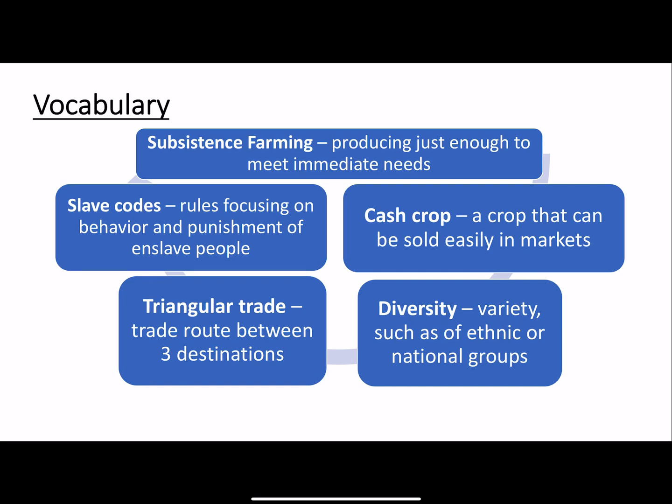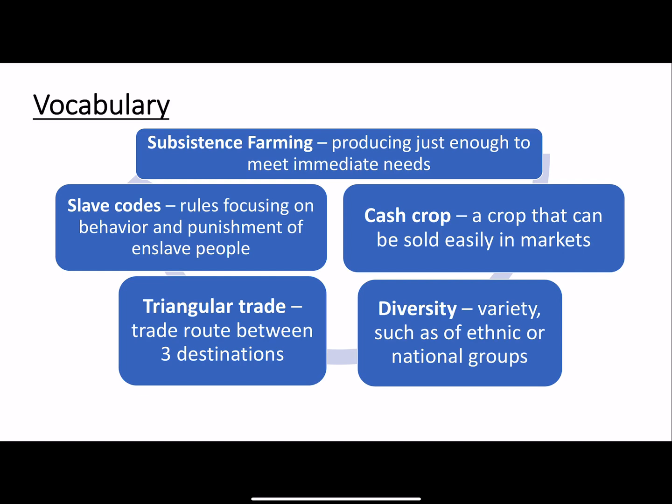So we have the vocabulary here. We have subsistence farming, which is producing just enough to meet immediate needs. Subsistence farming happened in the New England colonies, where the farming wasn't super important. They might have had their own crops in their backyard, but they didn't grow enough to actually sell to other people in trade. Then we have the slave codes. We just talked about that. That's rules focusing on behavior and punishment of enslaved people.